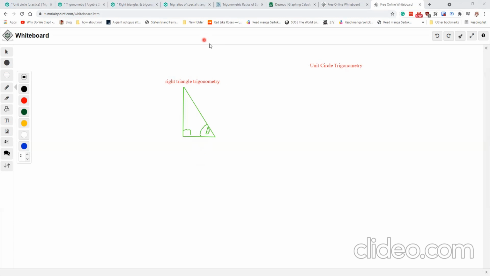Unit circle trigonometry has to deal with, as the name suggests, a circle. And so let's go ahead and put a circle here. You just have a circle, right? But you might be wondering, well, what does the unit part of unit circle mean? Well, the unit part just tells us that the radius of the circle that we care about is 1.